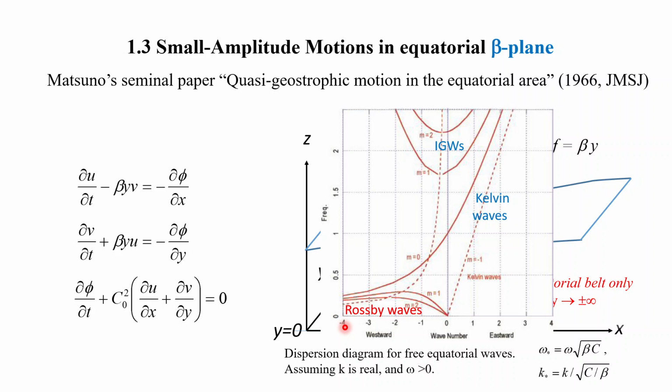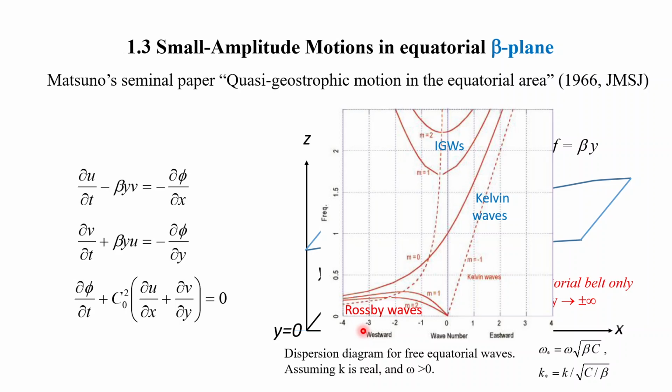So the change of planetary vorticity, beta or f, makes the meridional flow change under the constraint of conservation of absolute vorticity. So that produces oscillatory wave motions.